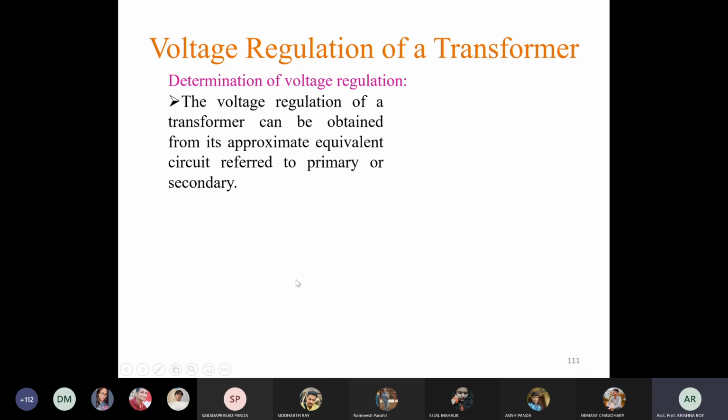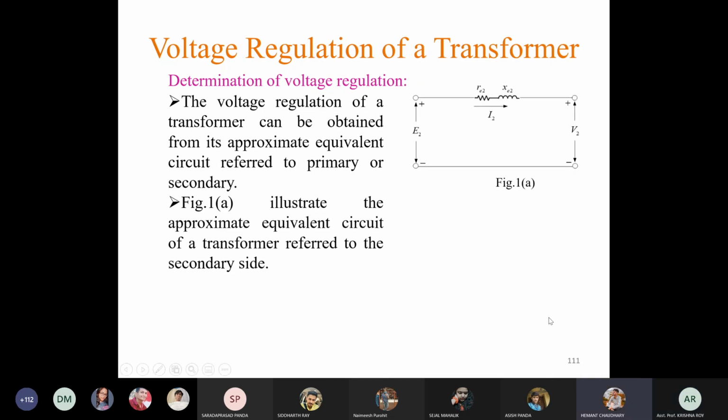Here, to determine the voltage regulation, the approximate equivalent circuit referred to primary side or secondary side can be used. Approximate equivalent circuit means we have neglected the parallel branch. That means the exciting current is neglected. Therefore, the parallel branch parameters, that is RC and XM, are not included in the equivalent circuit. So this is the equivalent circuit referred to secondary side, neglecting the parallel branch parameters.